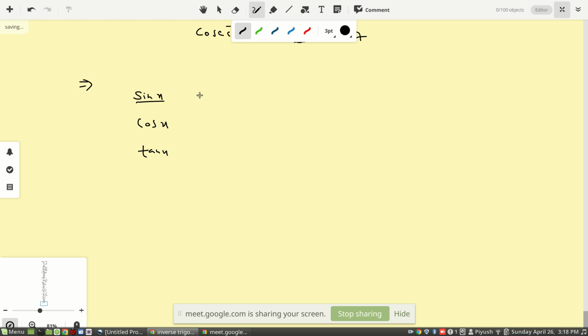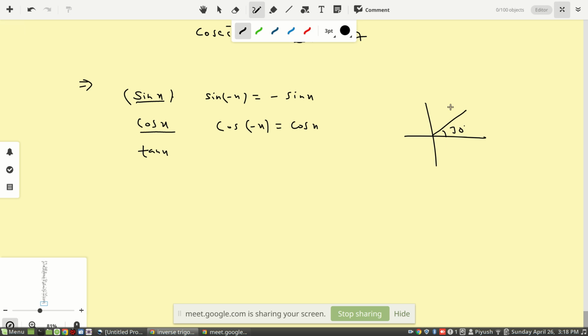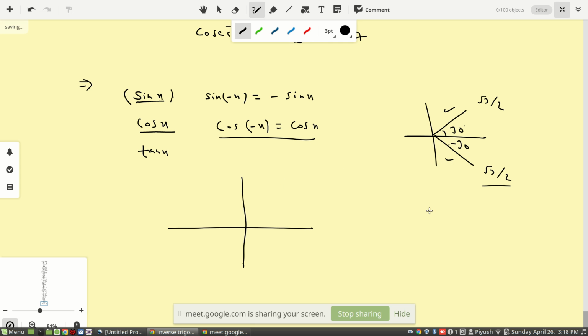If sine x is there and I put a negative in that, sine of minus x, what happens? The negative comes outside in the case of sine, so this is minus sine of x. In the case of cos, you might remember that cos of minus x is simply cos of x. If cos 30 is root 3 by 2, then at minus 30 it will also be root 3 by 2. You can figure this out graphically also. When we put x to negative and the function doesn't change, such a function is called an even function.